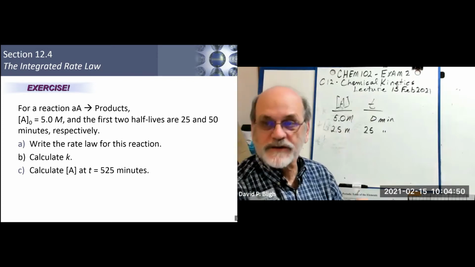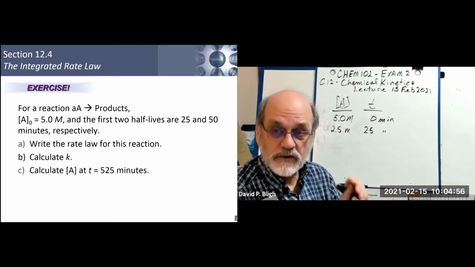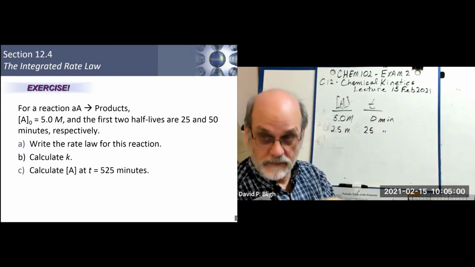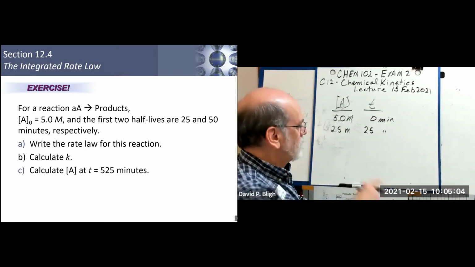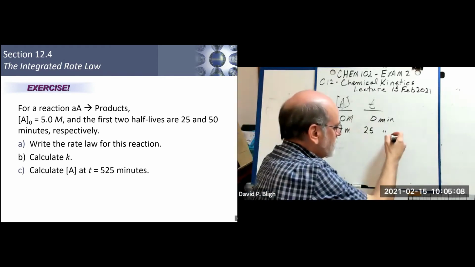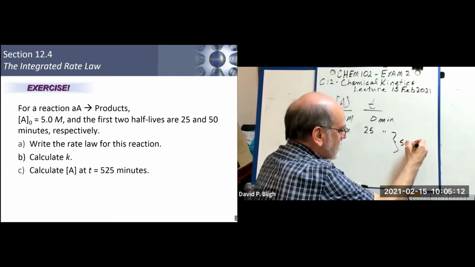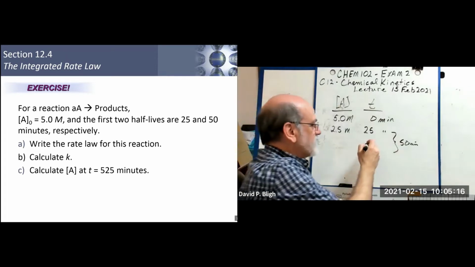Okay? What's the second half-life? The second half-life is 50 minutes. But what's your starting point? Half-lives always have to have a starting point, and you have a fresh starting point for each new half-life. So the half-life now is 50 minutes. So that's the difference between here and here is 50 minutes. So what does that make the overall time? 75 minutes, right?